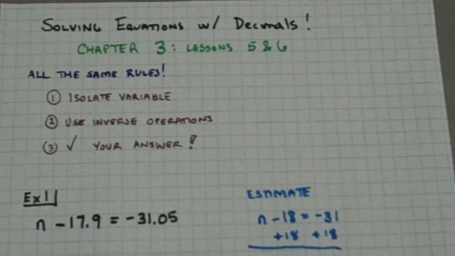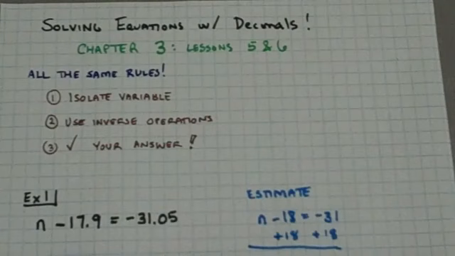All of the same rules apply because we're solving equations. We're isolating the variable, so at the end you want x equals some number. We're going to be using inverse operations to do that. So if you have x plus 5, we're subtracting 5 from both sides. Same kind of rules, and we're always, of course, checking our answer.